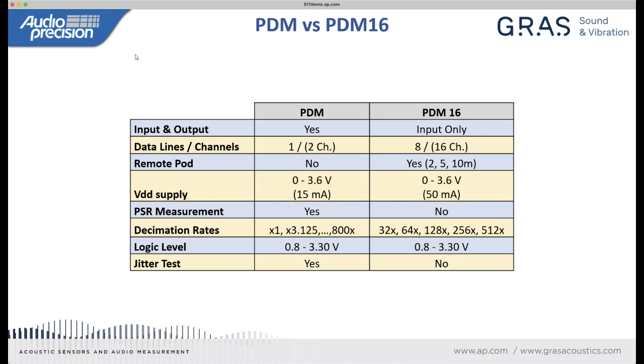The other difference between PDM and PDM16 is PDM16 has a remote interface pod. I'll have a picture of that in a moment. But that remote pod essentially moves the front panel of the analyzer to your test environment. And that can be on up to a 10-meter or 30-plus foot cable. And so physically, that means you don't have to have the entire analyzer in the test chamber. You can just have a very small pod.